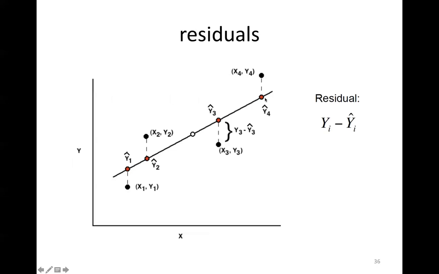This is another representation of the same thing. So we have 4 points where we've collected data for the corresponding x values, x1 and y1. This is the first observation. And this is the regression line. And this is the predicted value, y1 hat.